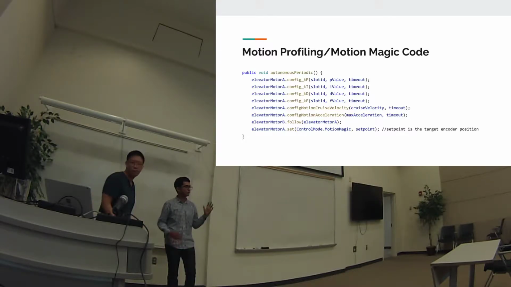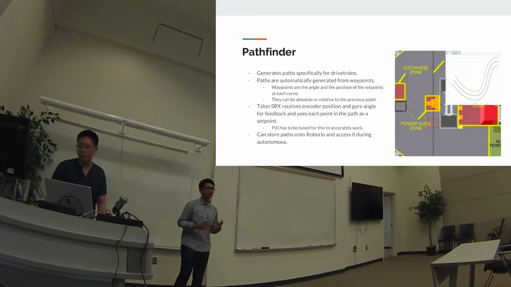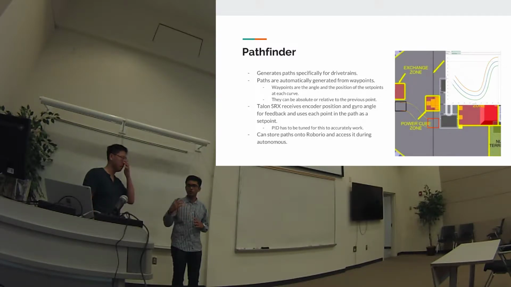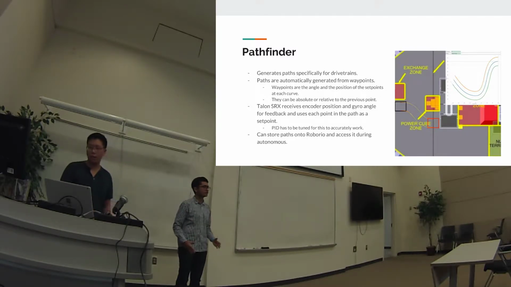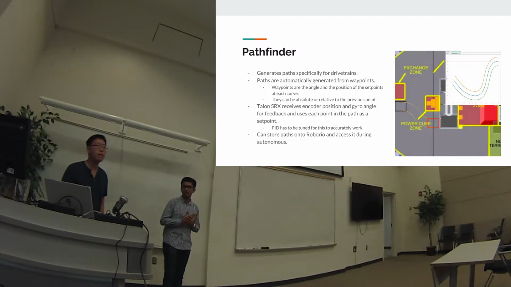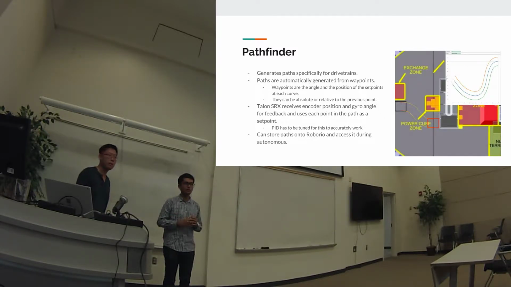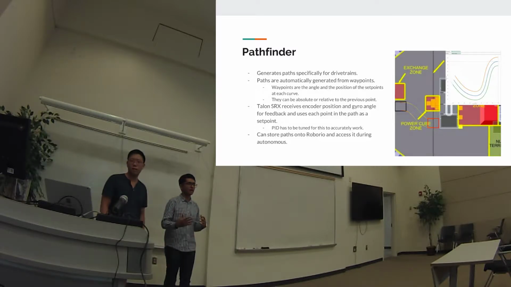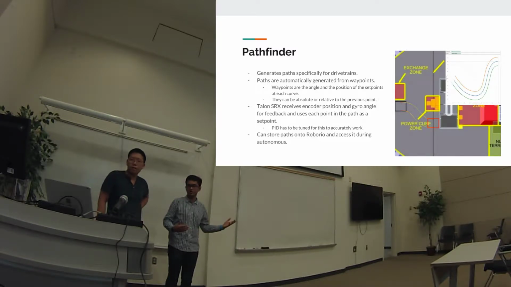So Motion Magic works great with elevators, arms, and things like that. But when you're using it on a drivetrain, you also need to take into consideration the position. And we use Pathfinder to do this. So Pathfinder is a motion profiling library. What it essentially does is it generates a path specific to your drivetrain.